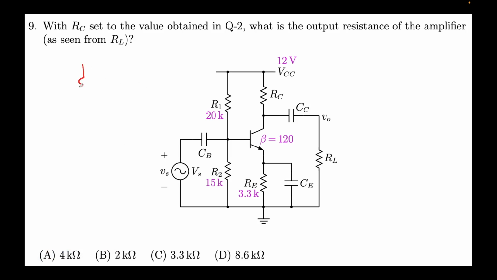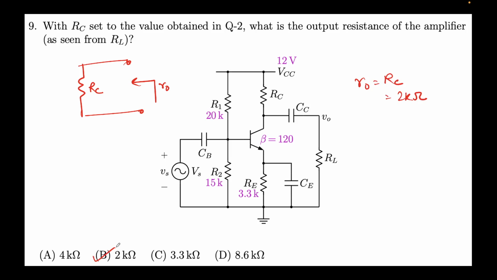The circuit diagram will look something only like this. This is RC, right? And we are required to find the output impedance looking through this. So we'll find that R0 will be nothing but equal to RC, which I believe was 2 kilo ohms. So 9th will have option B. Yeah, option B is the correct one.